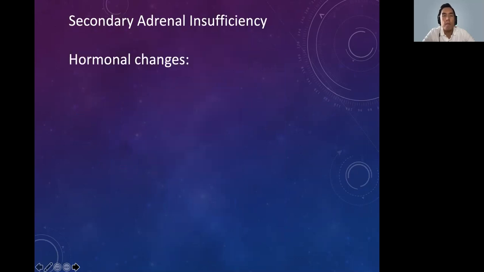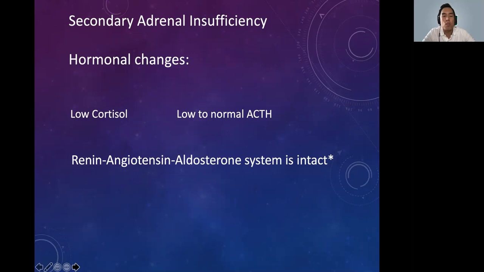However, as I mentioned before, aldosterone can be controlled by the renin-angiotensin-aldosterone system. So in secondary adrenal insufficiency, patients can have a sufficient amount of aldosterone production to prevent adrenal salt wasting, right? However, the patient will still have low cortisol and low to normal ACTH, what we call an inappropriately normal ACTH level. Many times it's very difficult to distinguish between primary and secondary, so sometimes we use a synthetic ACTH to stimulate the adrenal gland to help distinguish between them.